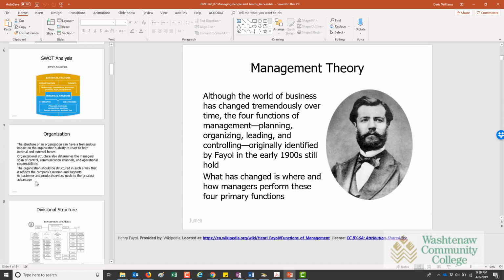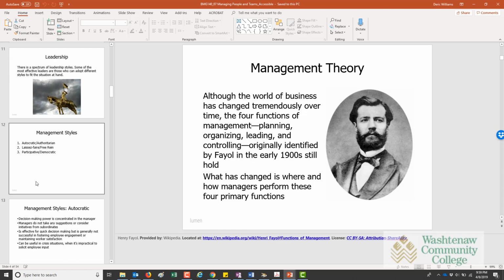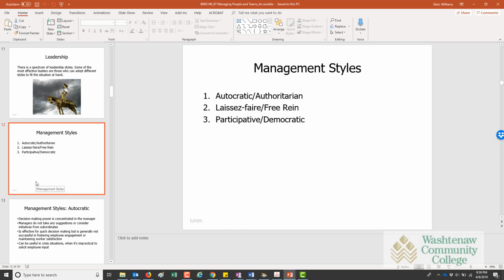When it comes to management styles, the book goes over 3 main styles to look at. These can be leadership styles as well. So you have autocratic, laissez-faire, and participative. So let's touch base on each one of those.